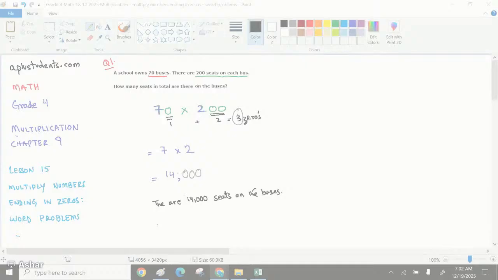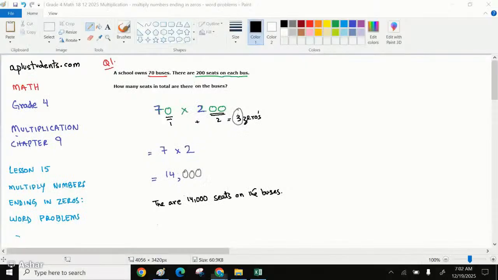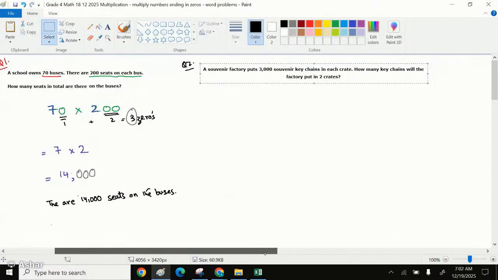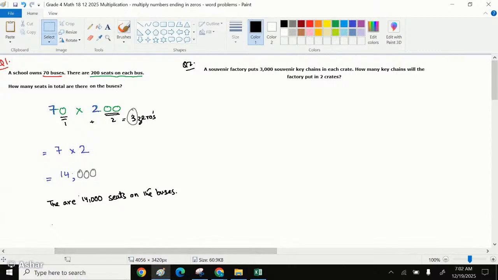A souvenir factory puts 3,000. It's talking about a souvenir factory. We did similar questions in the last class, but these questions may have different values. Numerical values means they might have different numbers over here.